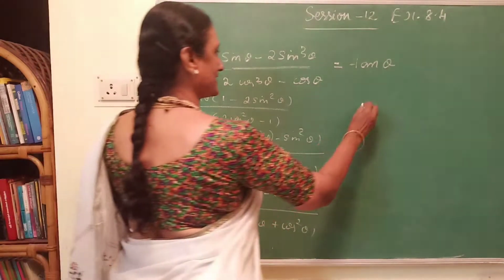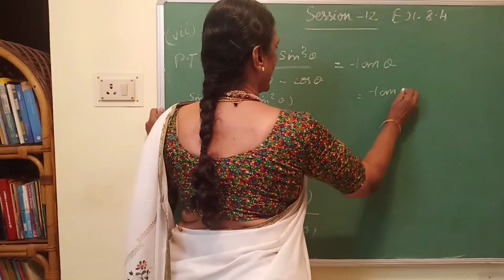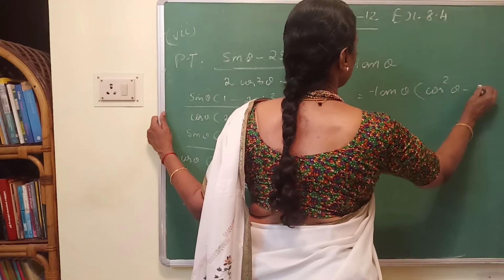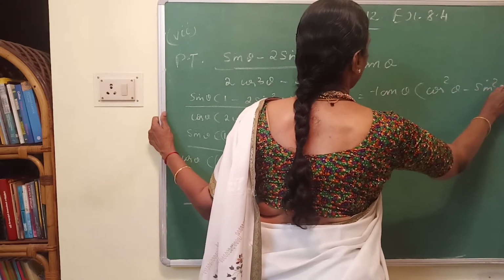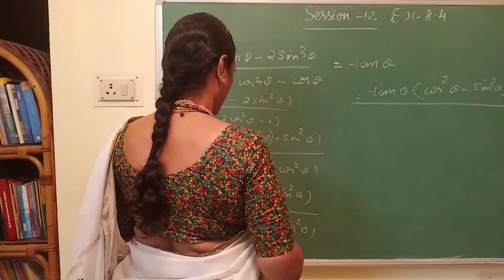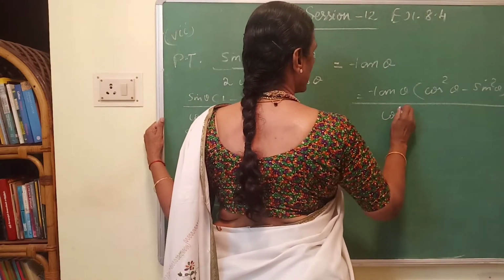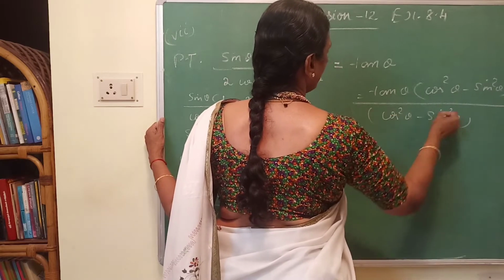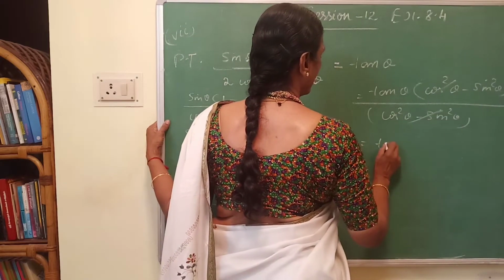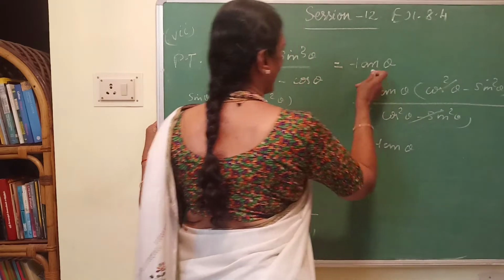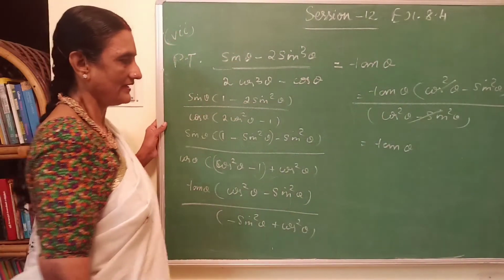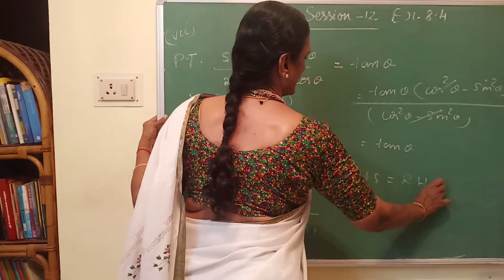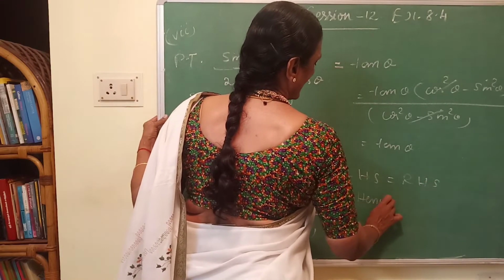So I am rewriting this as tan theta into (cos square theta minus sin square theta), and then for the denominator, I again have cos square theta minus sin square theta. So these both will get cancelled. I am getting tan theta as the answer, which is the right hand side. Therefore, LHS is equal to RHS. Hence, proved.